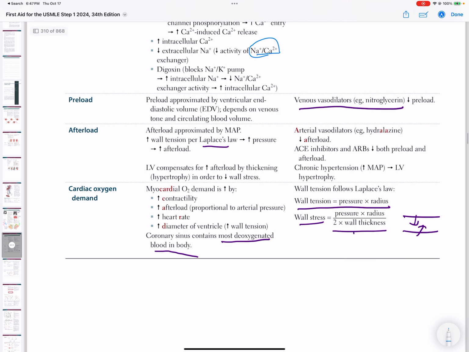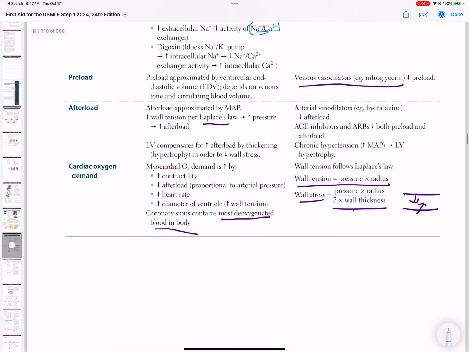Next we have cardiac oxygen demand. It's CARD. Myocardial oxygen demand is increased by increased contractility, increased afterload, increased heart rate, and increased diameter of the ventricle. Coronary sinus contains the most deoxygenated blood in the body. Wall tension follows the law of Laplace, that is, wall tension is pressure times radius. Wall stress is pressure times radius divided by 2 times the wall thickness.